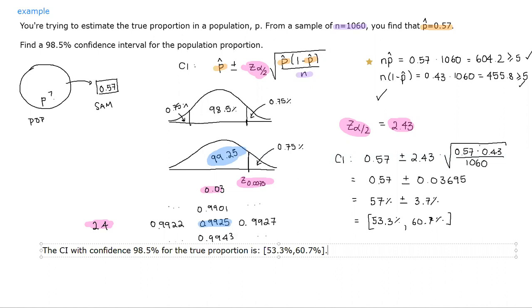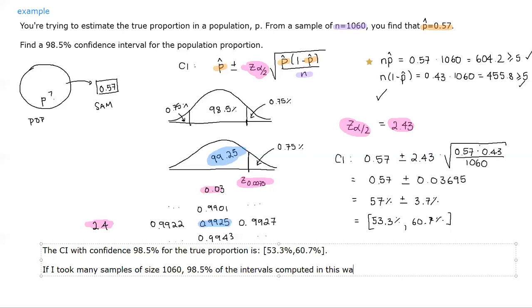The interesting part is to say what that means, which is that I am now 98.5% confident that the true proportion is in this interval, which means I don't know if my true proportion is in this interval, but I know that if I took many samples of size 1060, 98.5% of the intervals computed in this way would contain the true parameter.